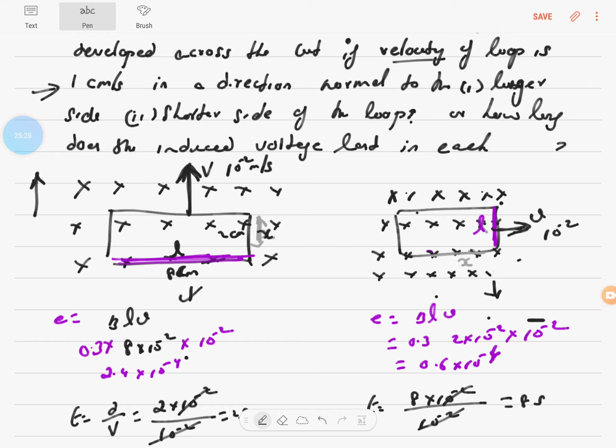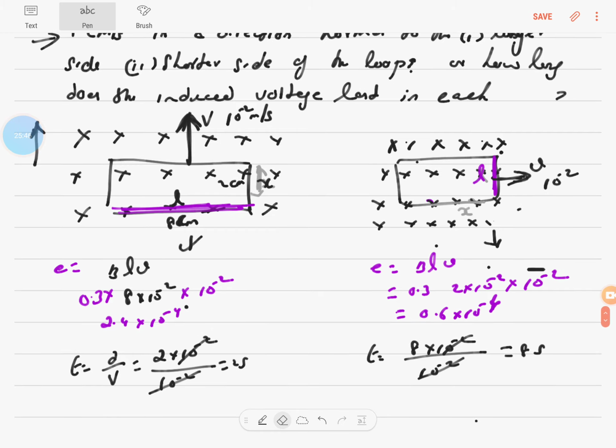The EMF will be induced as long as there is a varying flux. How long will the flux vary? Until this x completes the whole length and comes out of the magnetic field, which is the 2 centimeter. So distance by velocity is time, so 2 by the velocity, and here until the 8 centimeter completes, 8 centimeter crosses the magnetic field.